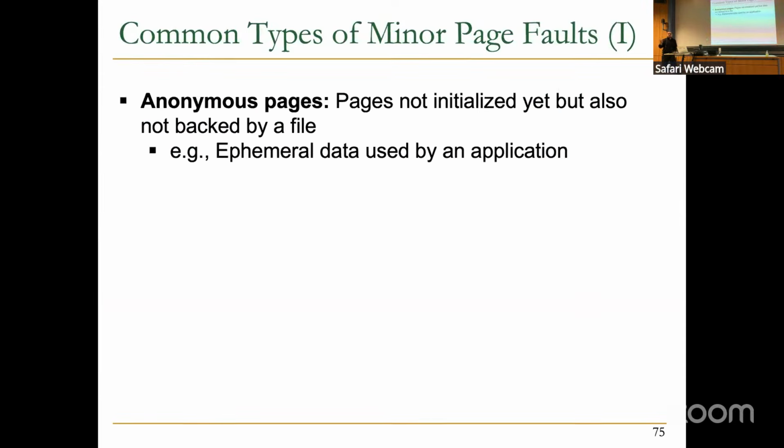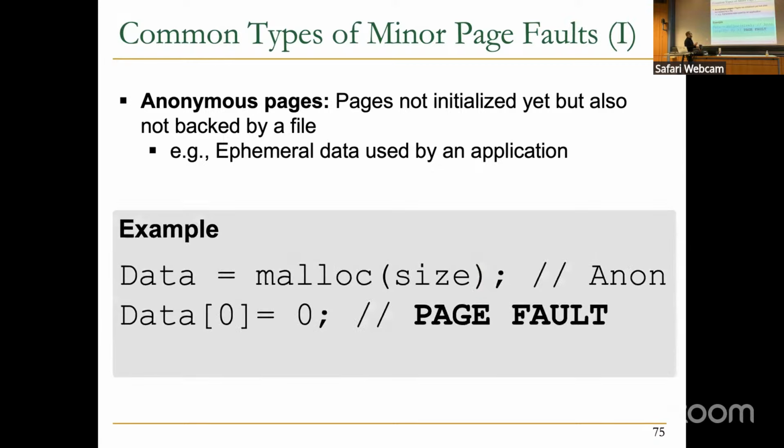The first type of minor fault is the anonymous pages. For example, when you write your C programs, your Python programs, there are pages which are simply allocated by you, virtual pages allocated by your program, but they're not initialized yet. And they're also not backed by a file. So in this scenario, it's some sort of ephemeral data that your application is using.